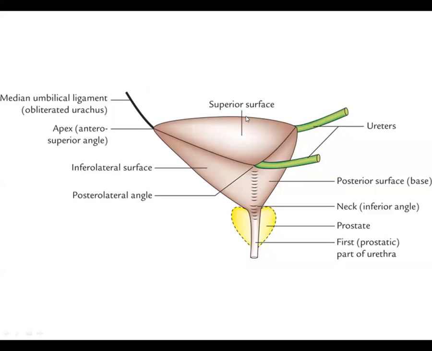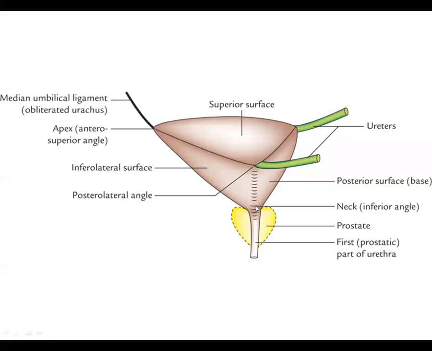When it is empty, it is tetrahedral. So it has four sides, one, two. Then on the other side, there will be one more inferolateral surface. So two inferolateral surfaces, one superior surface, and one posterior surface. So these are the four surfaces, so it is tetrahedral in shape. This posterior surface is also called the base of the bladder, and this is the neck.